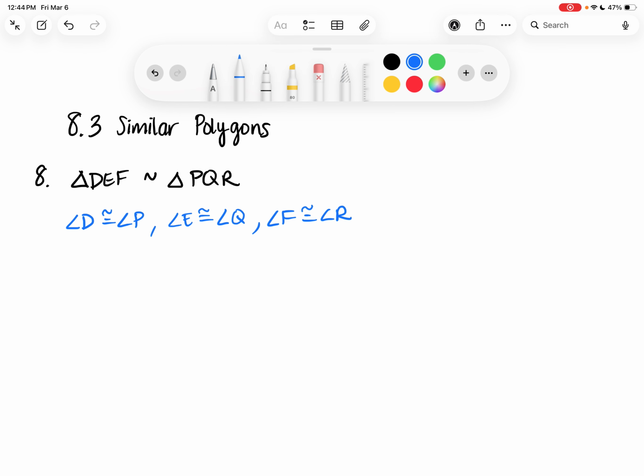But anyways, so we would have DE over PQ is equal to EF over QR is equal to DF over PR. So the proportion of the sides should all be the same. Whatever DE over PQ is, that's going to be the same proportion as EF over QR, and so on and so forth.